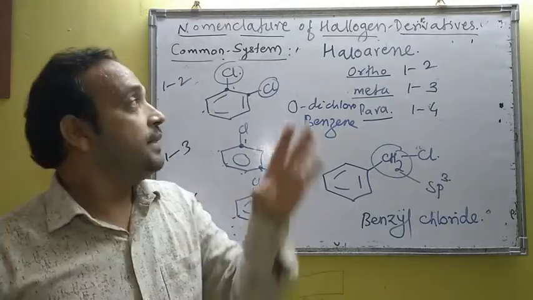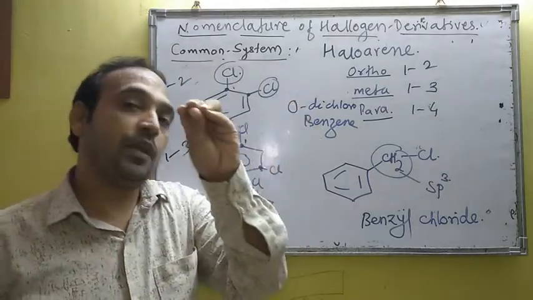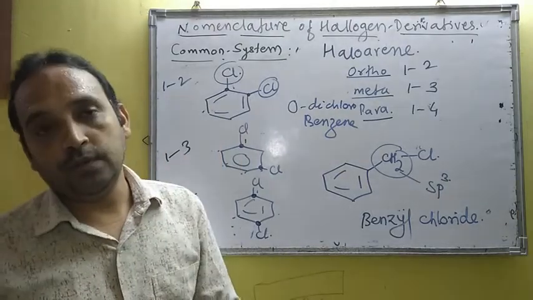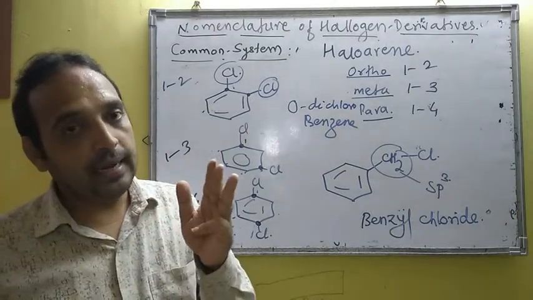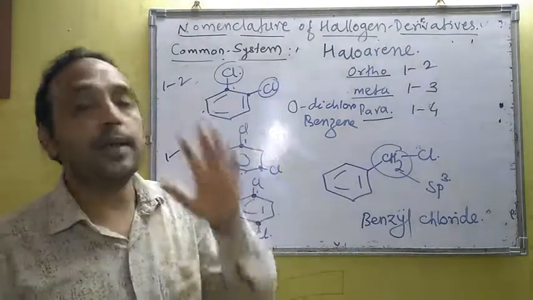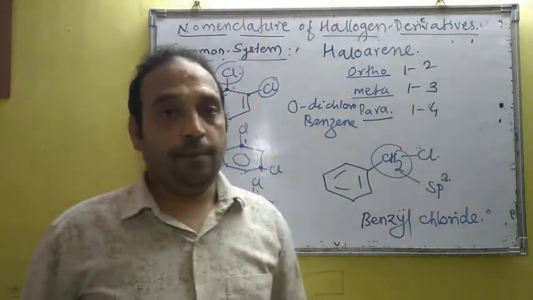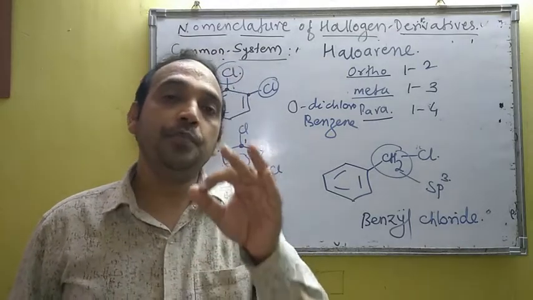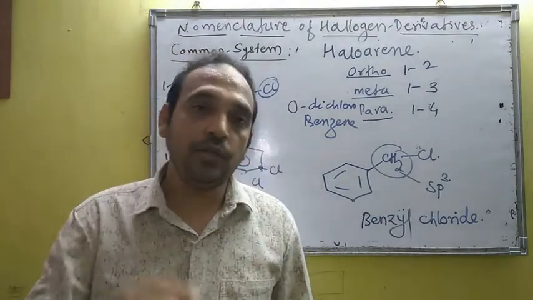So students, this is in brief the common system of halogen derivatives: halogen derivatives of alkane, alkene, alkyne and some examples of aromatic compounds. Thank you. Now in the next lecture we will try to cover the IUPAC nomenclature of halogen derivatives.